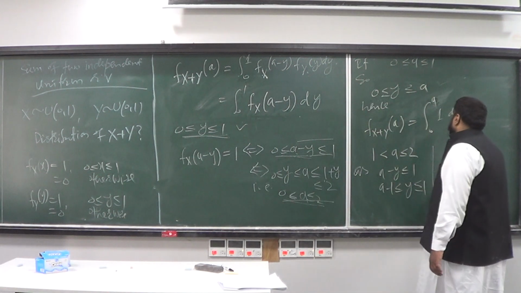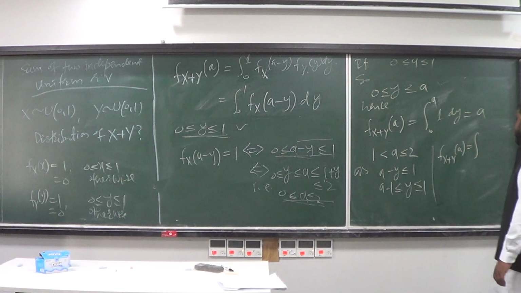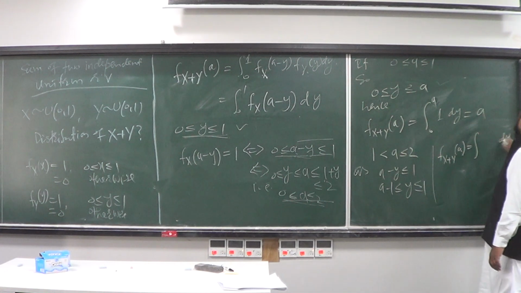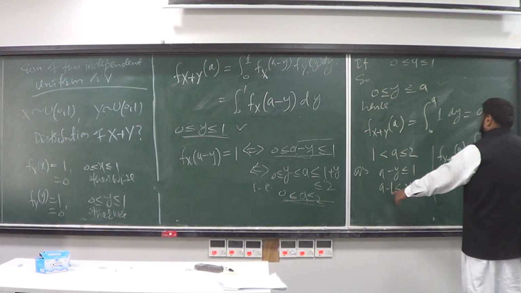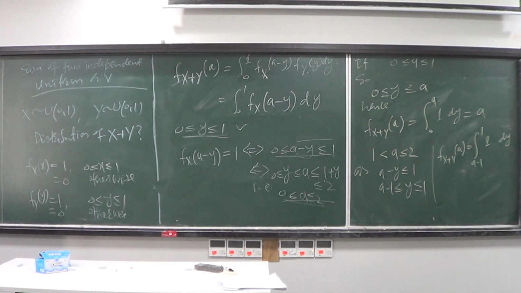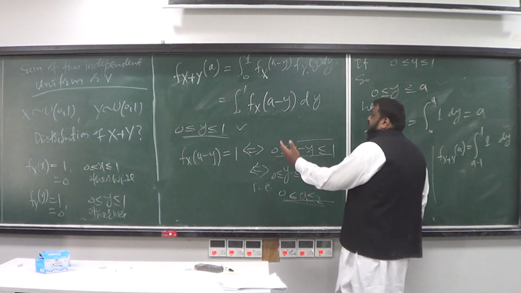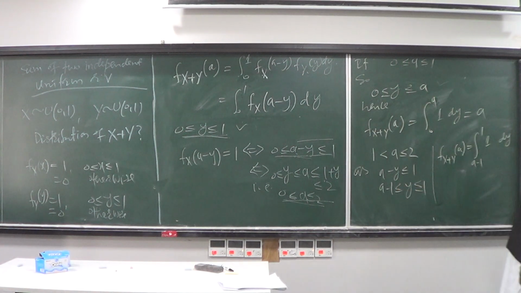And if this is the case, then f_{X+Y}(a) would be an integral of 1 with respect to y, because f_X(a minus y) will become 1, where y is going to be, in the worst case scenario, between a minus 1 and 1. Because if a is between 1 and 2, then y can stay between a minus 1 and 1. So this is what you can deduce easily.